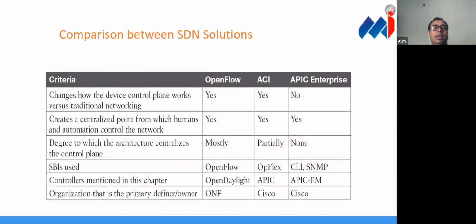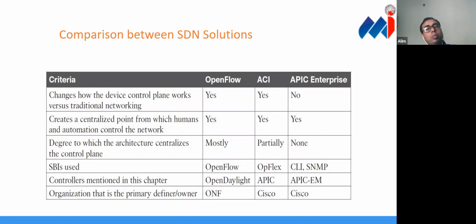Degree to which the architecture centralizes the control plane. Control plane centralization is in OpenFlow, but not 100%, but mostly. But in ACI, you see that only partial control plane activities are taken to the controller. They are still in the device. But in EPIC Enterprise, all the control plane is in the device, not at the SDN.